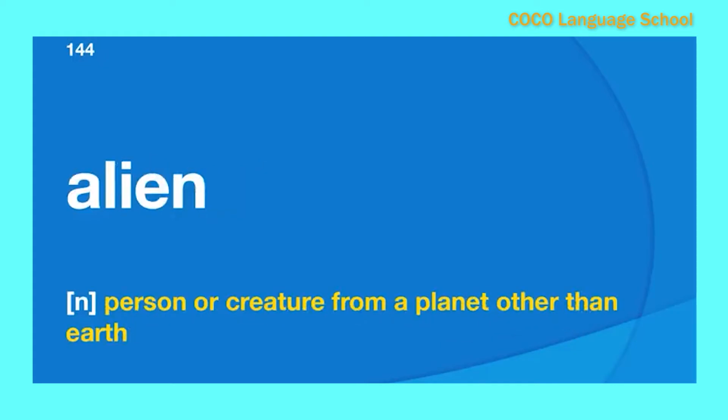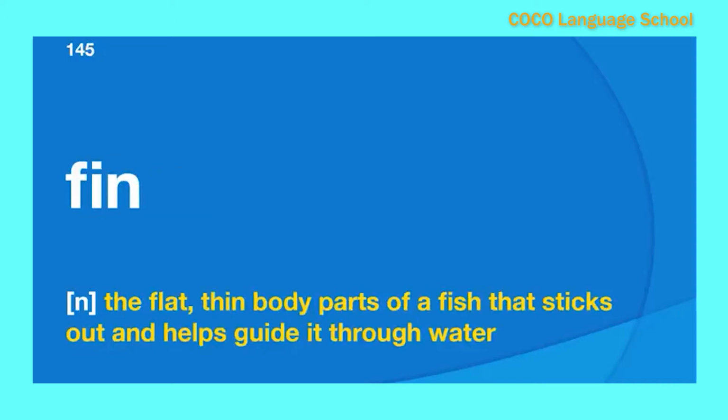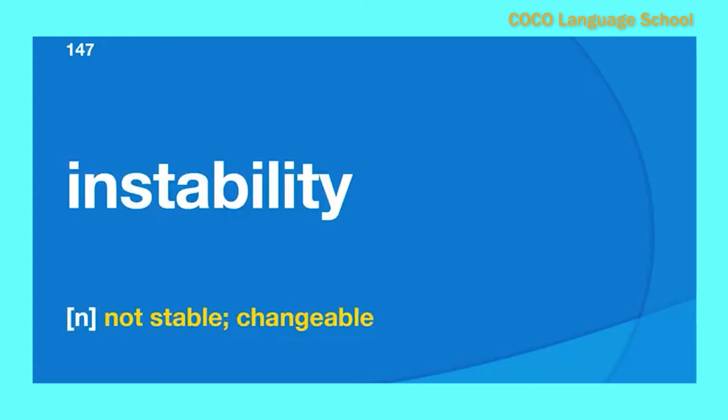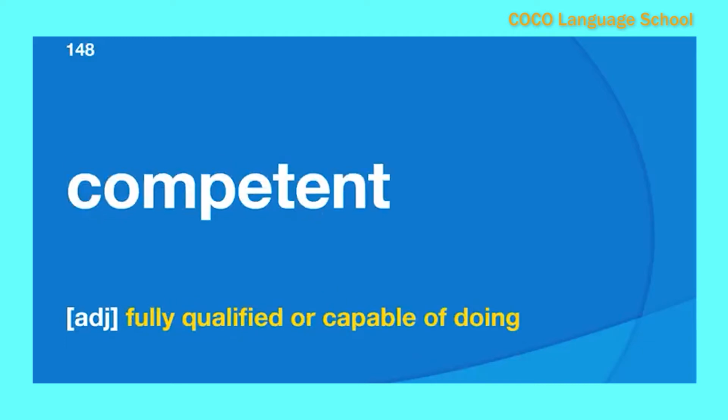Person or creature from a planet other than Earth. Alien. The flat, thin body parts of a fish that stick out and help guide it through water. Fin. A tool used to measure things. Gauge. Not stable, changeable. Instability. Fully qualified or capable of doing. Competent.